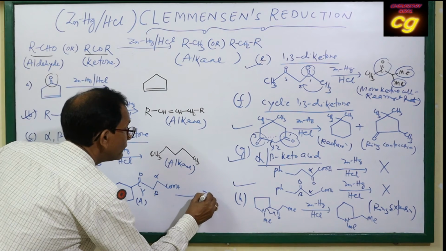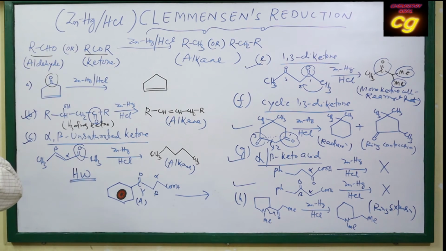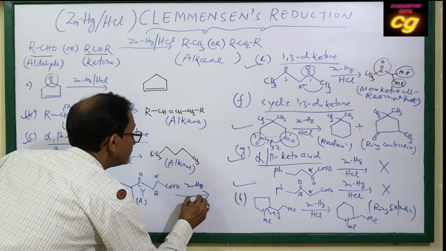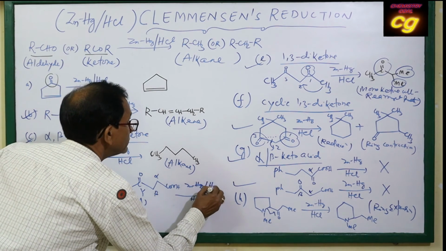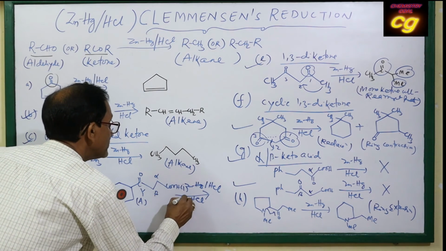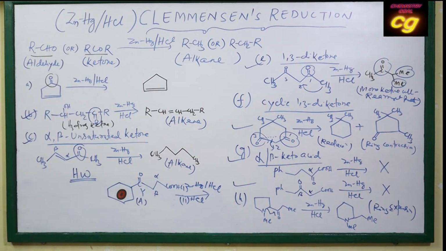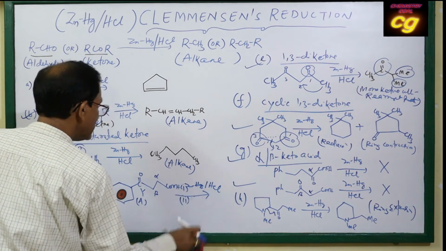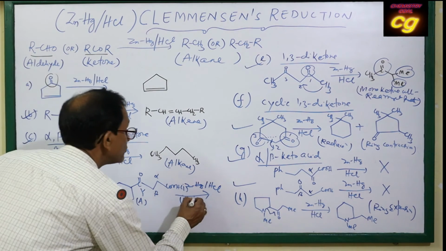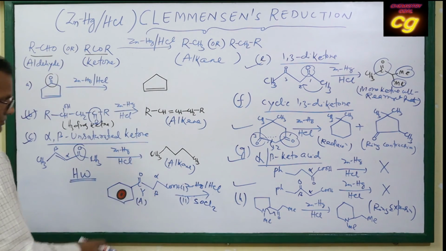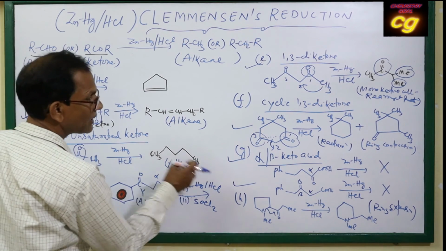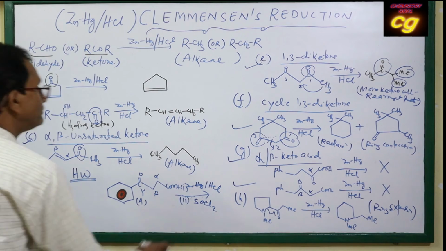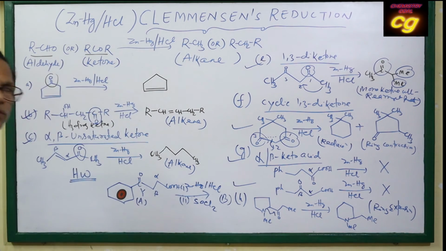If treated with zinc amalgam and HCl, this is your first product. Suppose this is A. Then second, instead of HCl you give SOCl2. First to this A you add zinc amalgam and HCl, then second you give SOCl2. Okay, then this is your B.